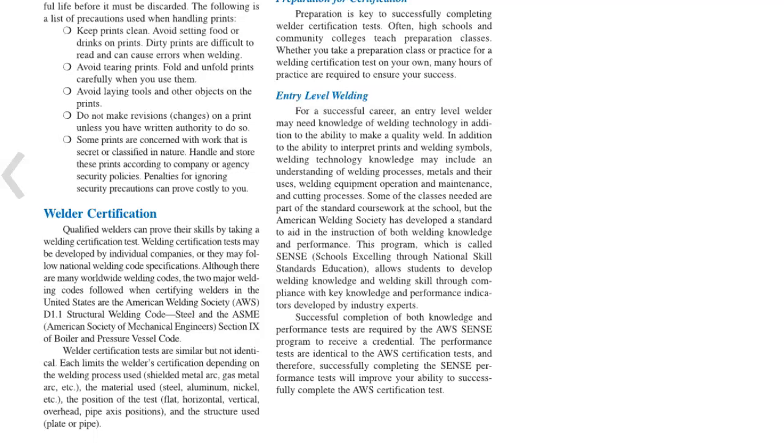Welding certification tests are similar but not identical. Each limits the welder's certification depending on the welding process used, for example, shielded metal arc, gas metal arc, etc. The material used, carbon steel, aluminum, nickel, etc. And the position of the test, flat, horizontal, vertical, overhead, pipe axis positions, and the structure used, whether it's plate or pipe.